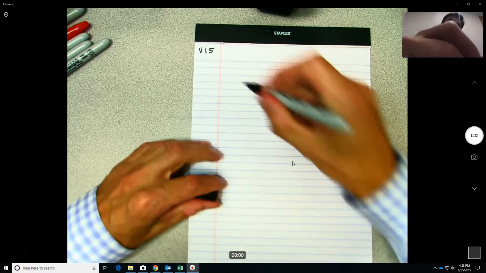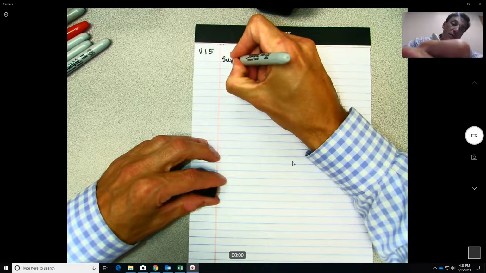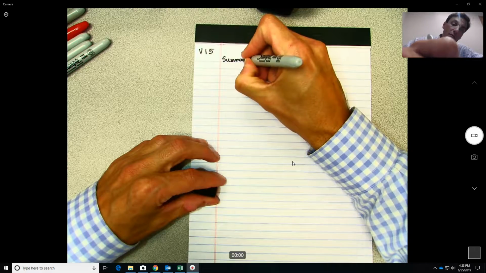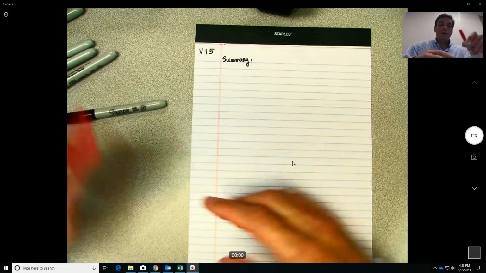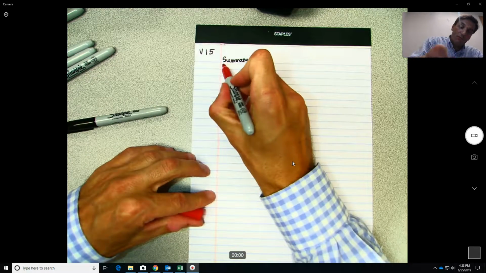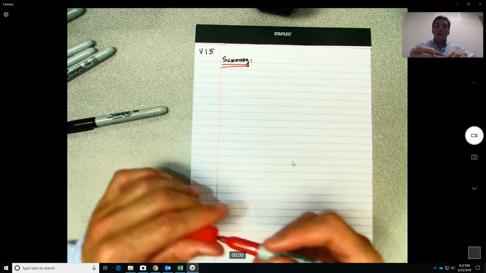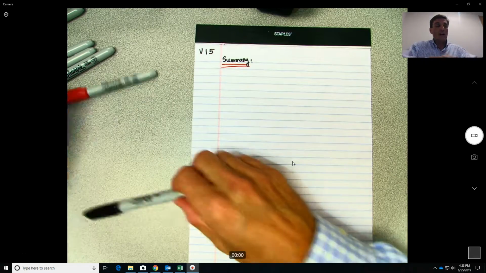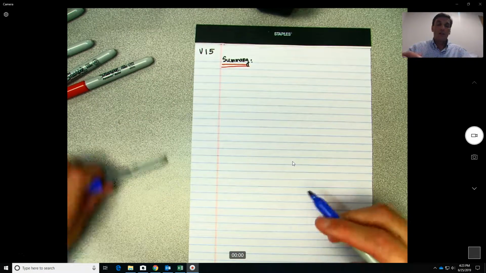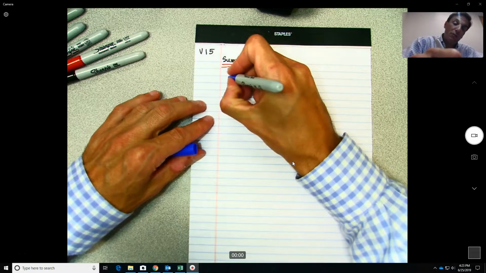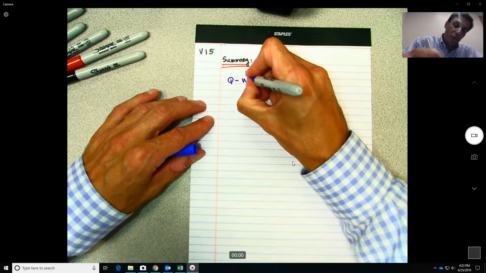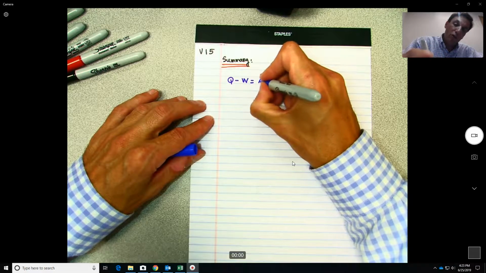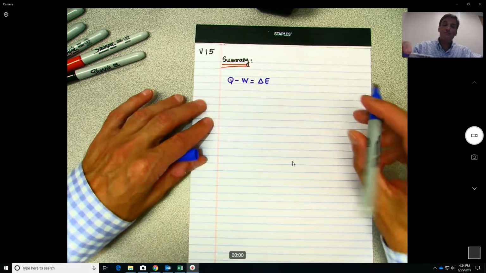Okay, so let me just do a summary of the first law of thermodynamics and the work done by the pressure. So over here, the only thing you need to remember is that if you deal with the definition of the first principle of thermodynamics, Q minus work equal to change in energy.